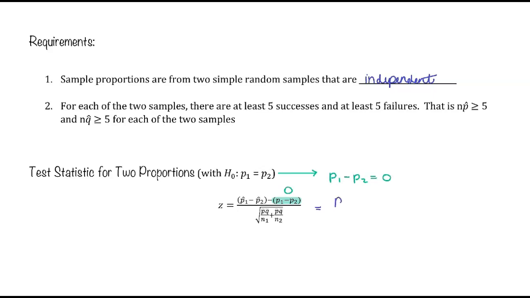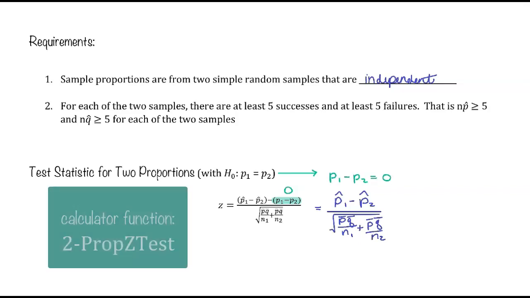The numerator just has P hat 1 minus P hat 2 minus 0 divided by the square root of P bar times Q bar over N1 plus P bar times Q bar over N2. Thankfully, our calculator function will give us this z-statistic. The calculator function that we'll need here is 2-prop z-test.